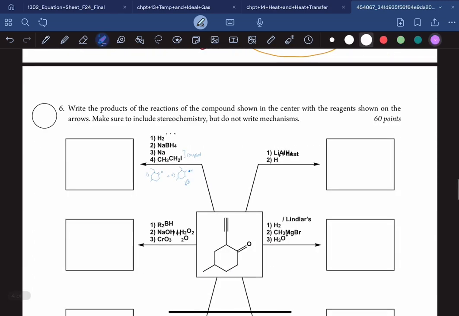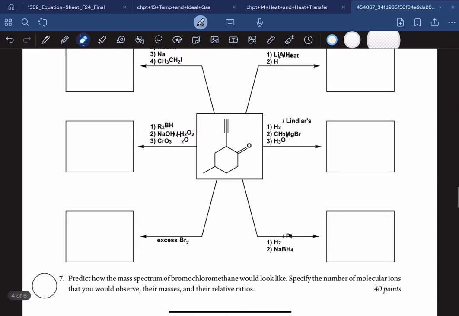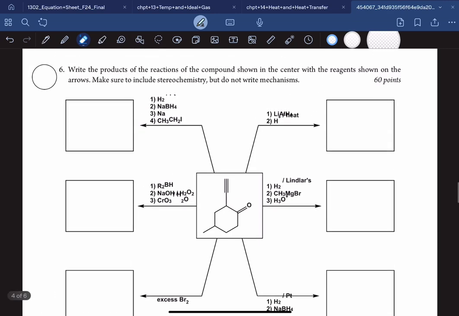So now we're going to get to the reaction section. And this is kind of a big problem, 60 points. So you just want to be very careful with how you go about this. Like, you don't want to mess up here, right? So let's see what to say.